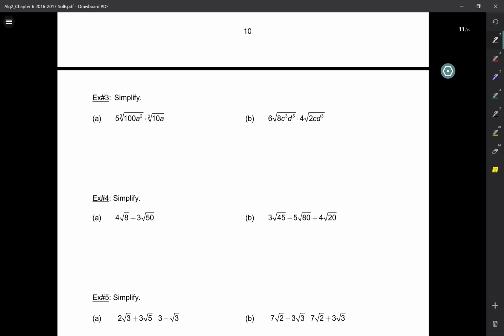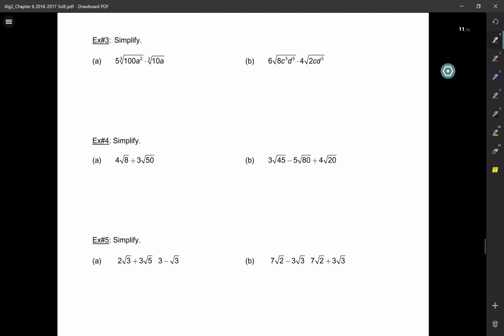Continuing then to example 3. I need to combine the roots that are multiplying, all right? So first you combine the numbers, the coefficients that are outside of the root. I have a 5 and a 1, so it's just 5. Now, what do I have inside the roots?